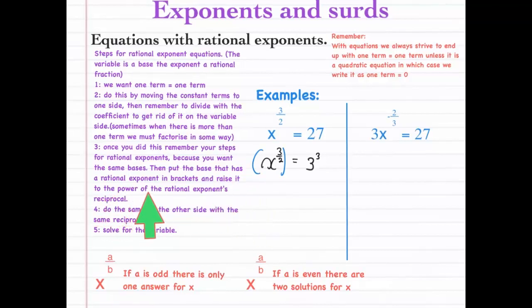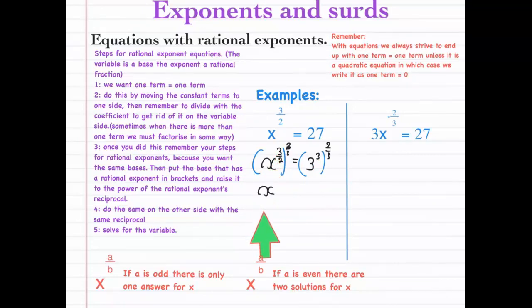Raise it to the power of the rational exponent's reciprocal. Now that's the rational exponent. We're going to raise this whole thing to that exponent's reciprocal, which will be 2 over 3, because it's just a fraction swapped around. And then we do the same on the other side. So on that side, we're also going to put this in brackets, and we're going to raise it to the same reciprocal, okay? Because what we do on this side, we must do on that side. Not that exponent's reciprocal, the rational exponent, because we're trying to get rid of the rational exponent.